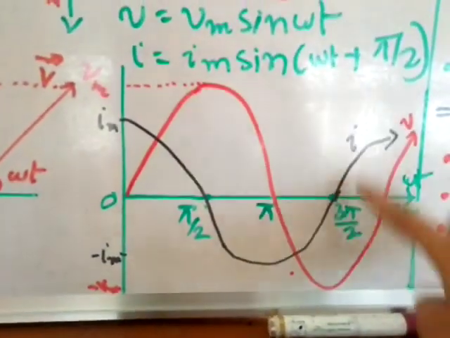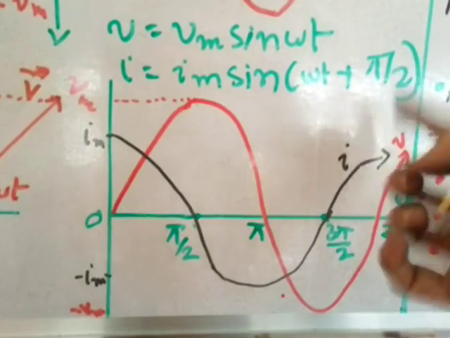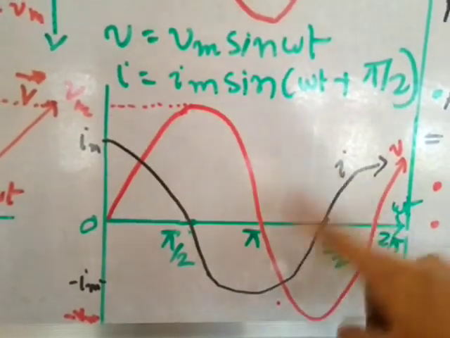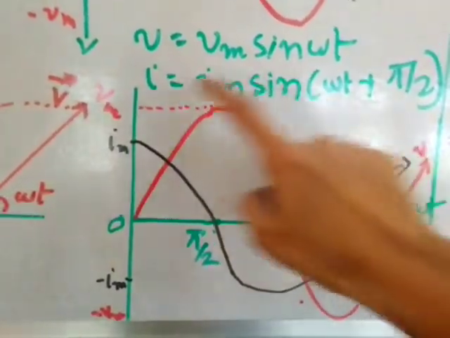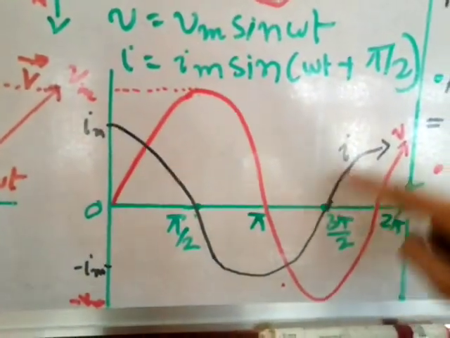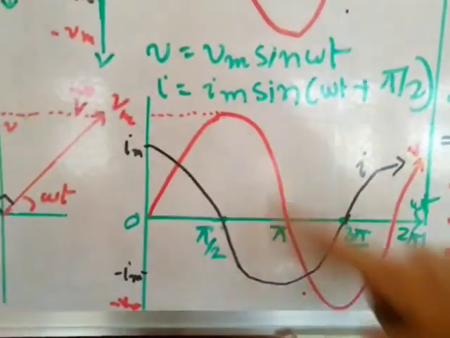Then you put 3 pi by 2. 3 pi by 2 plus pi by 2 gives you 4 pi by 2, which is 2 pi. So sin 2 pi is 0, so Im will be 0. That means I is 0. And then it continues. So this is what happens in the wave diagram.